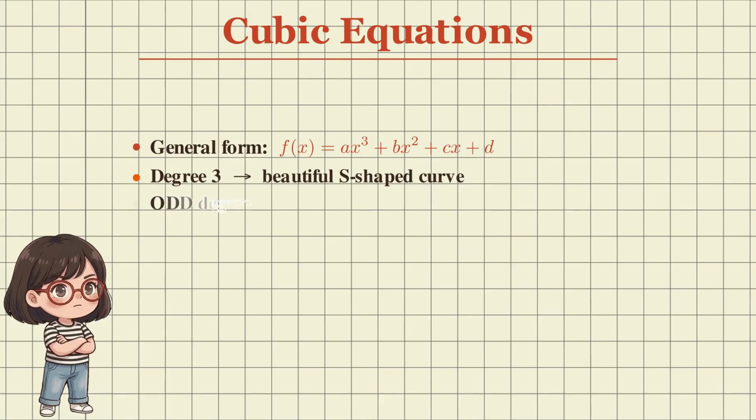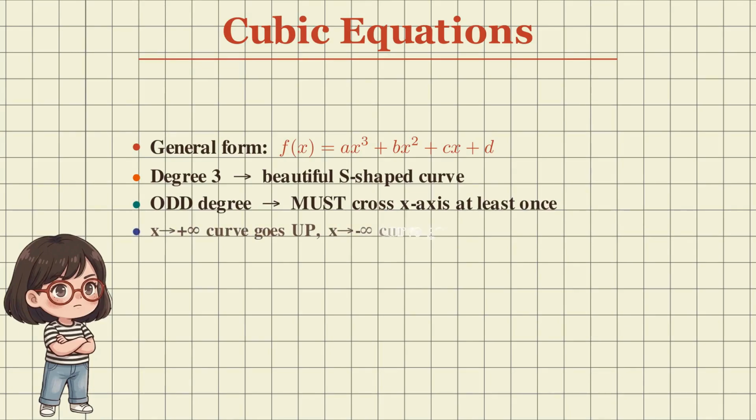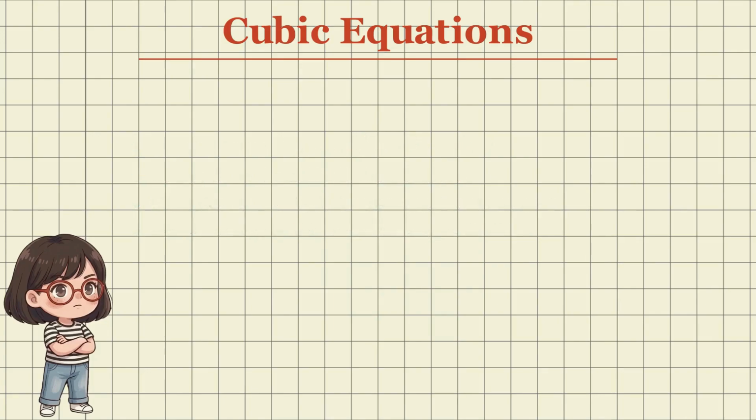Here's a rule I want you to remember. Odd degree polynomials, like cubics, must cross the x-axis at least once. They have no choice. Think about it. As x goes to positive infinity, the curve shoots up. As x goes to negative infinity, it goes down. It has to cross 0 somewhere in the middle. It's inevitable.